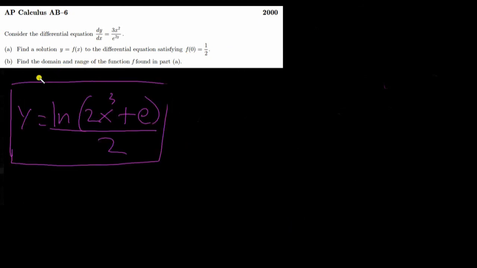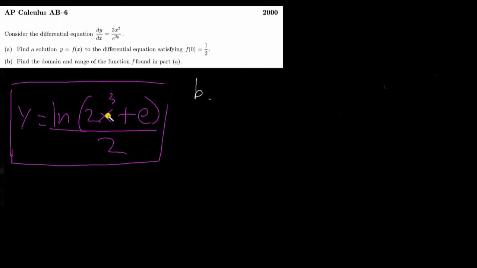Okay, so part B, we have to find the domain and range of the function that we got in part A, and just for convenience, I've copy pasted the function here. I really love copy and paste. So anyways, we need to find the domain and range of this function. So the key aspect of this is this natural log here. That's going to be what's dictating the range and the domain.